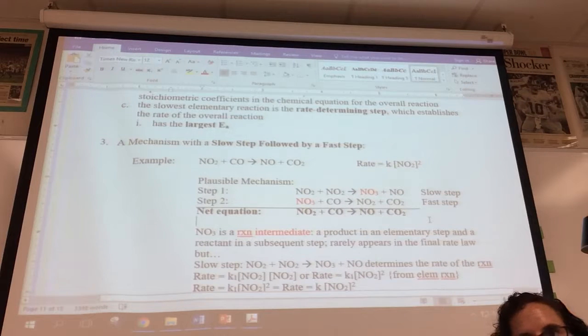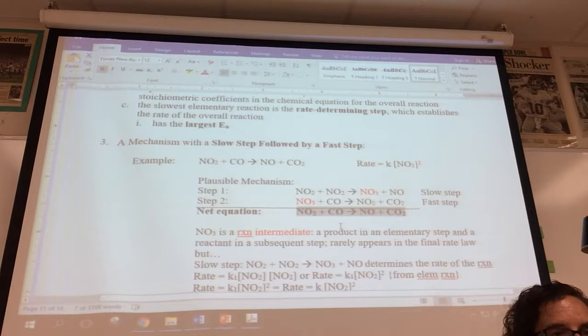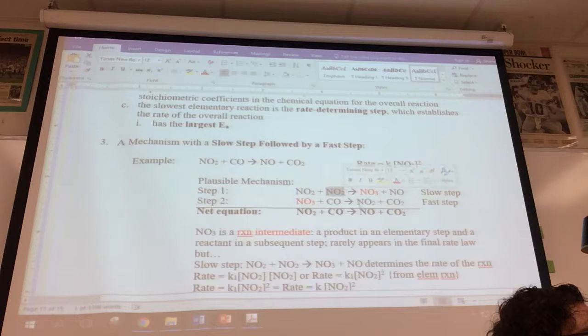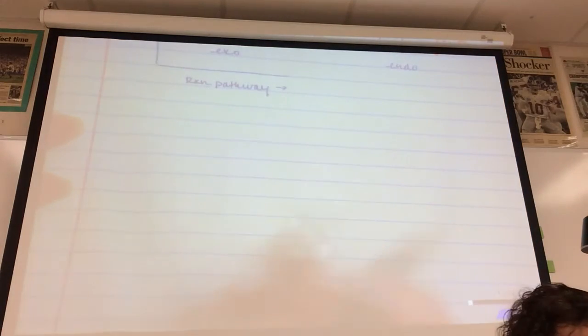When you're looking to see if a mechanism is plausible, one of the first things you do is you add these two equations and you see if it equals your net equation. This is grossly similar to what you do in algebra. When you add two equations together, I have NO2 here, I have NO2 here, I have it here. That's similar to 2x on the left side and 1x on the right side, and you would simplify. So in this particular instance, I'm going to rewrite this on my paper so you can see the simplification process.